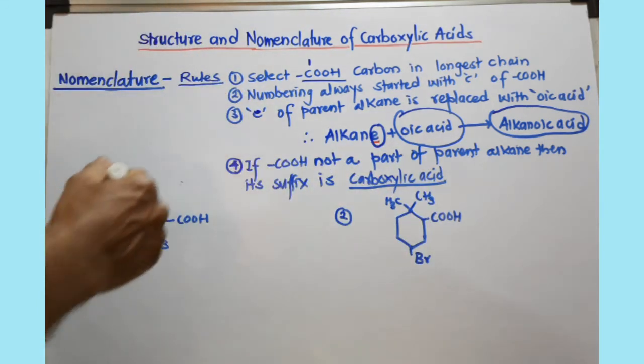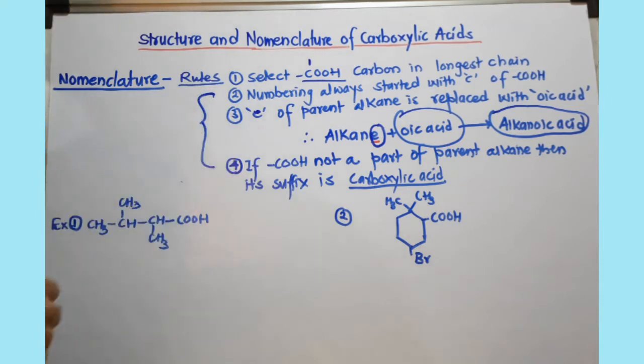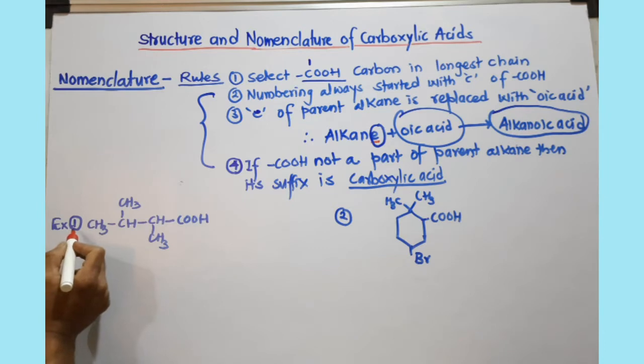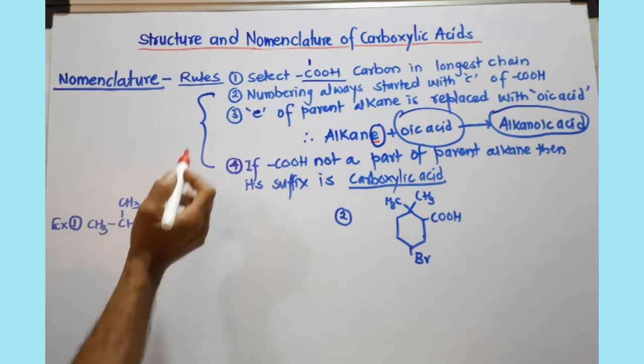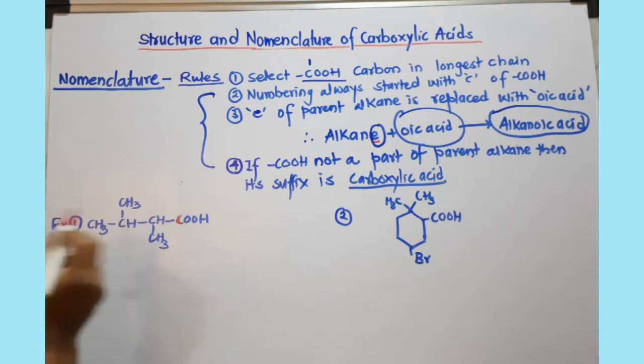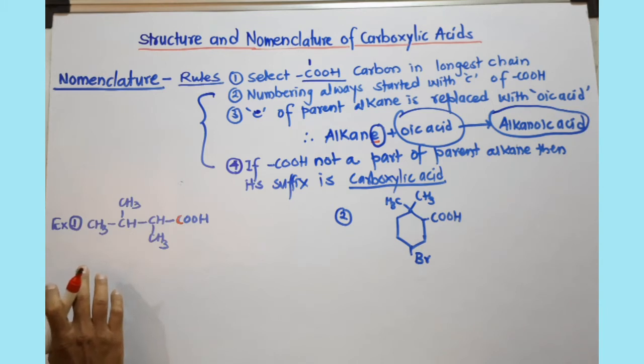Remember, these four rules are important to provide IUPAC names to the carboxylic acids. Now we will see two examples. The first example is an aliphatic compound where the carbon chain is present. As I mentioned earlier, sometimes you may skip this carbon, but this is not the correct way of numbering or nomenclature.